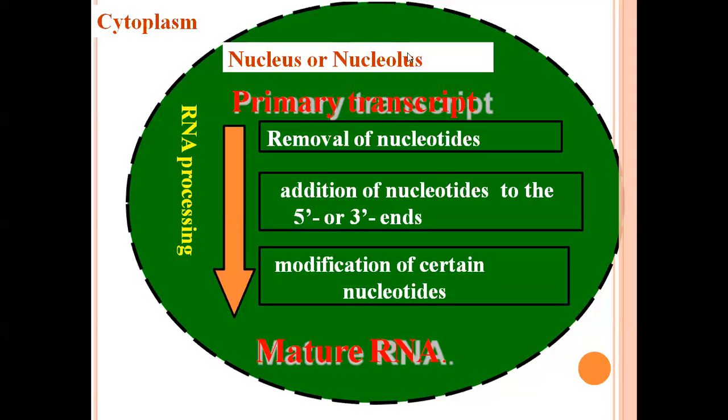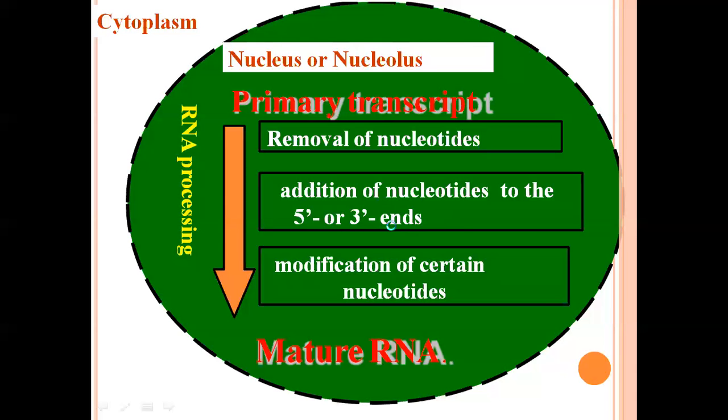So here you can see, from the primary transcript, removal of nucleotides, then addition of nucleotides to the 5' or 3' ends. You can remember the mRNA structure: 5' is the header portion, and 3' is the tailor portion. After the header portion, there will be an initiation codon, then the protein amino acid synthesis codons, then a termination codon, then the 3' trailer portion. This is the overall structure of mRNA.